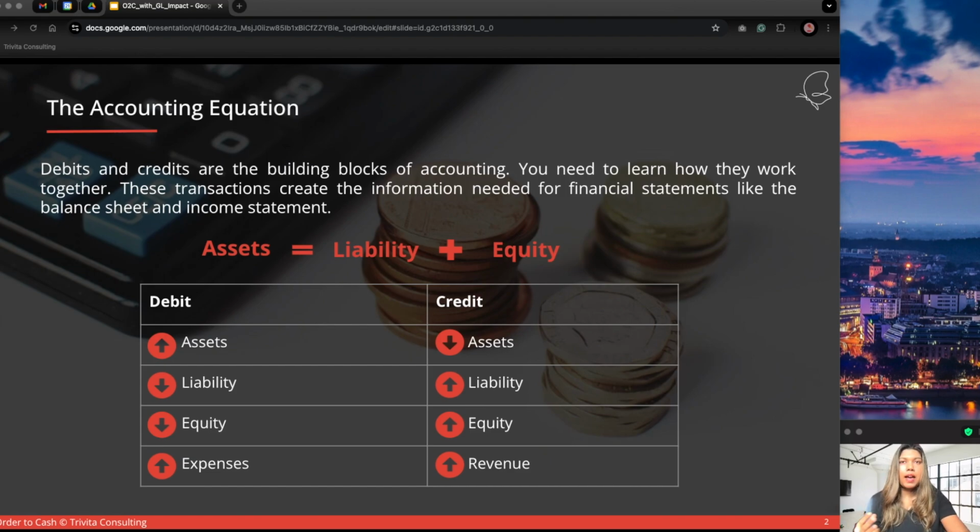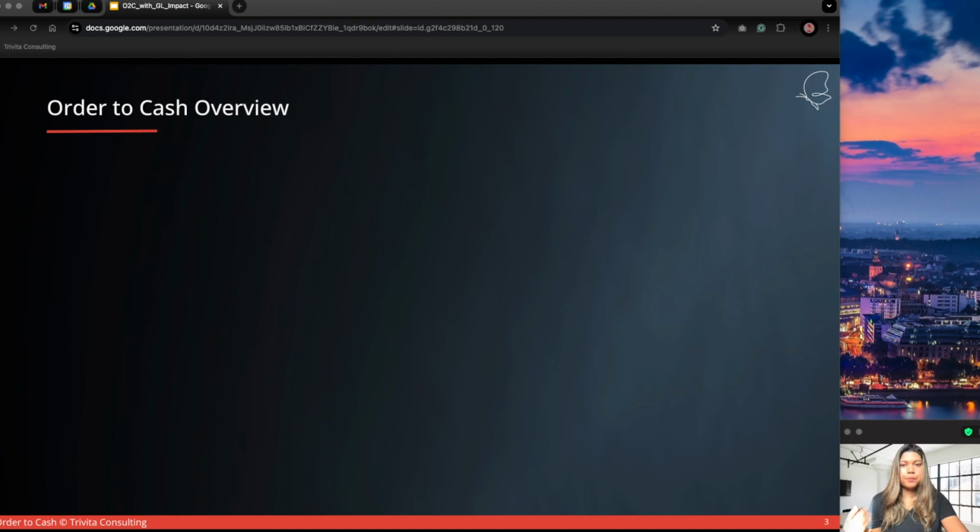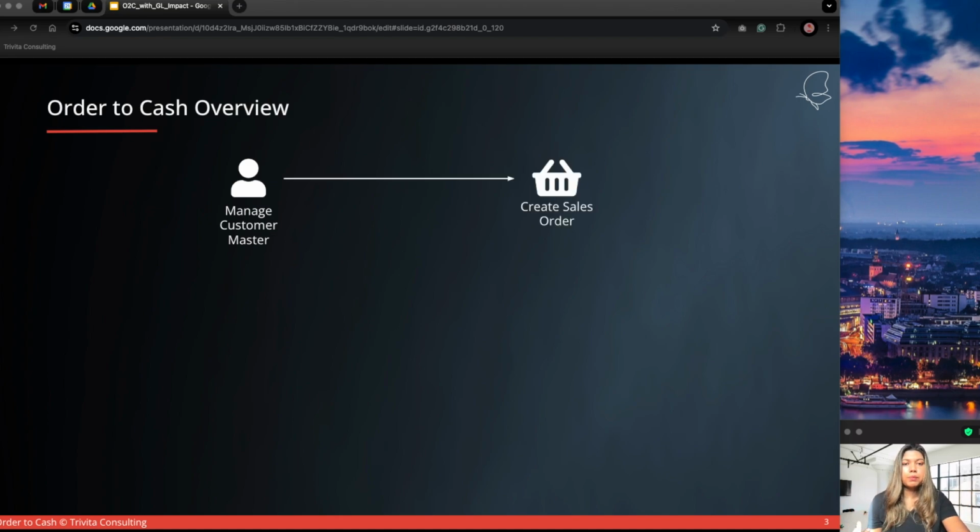So now we'll look at the order to cash process. The order to cash process is a critical business function that starts when a customer places an order and ends when the payment is received. Now the process can be broken down into several key steps. So of course we'll have our customer master in NetSuite, and the process will begin with the creation of a sales order when a customer places an order.